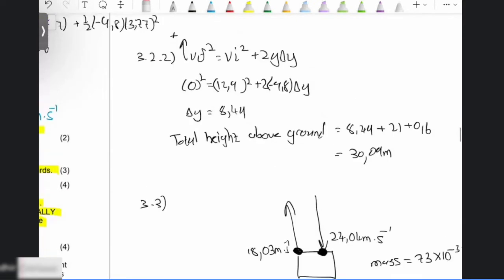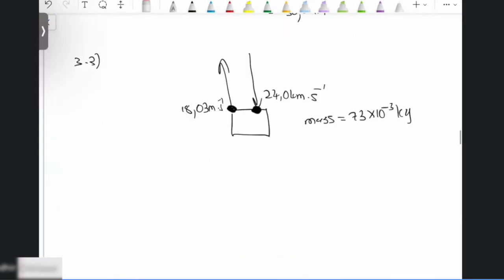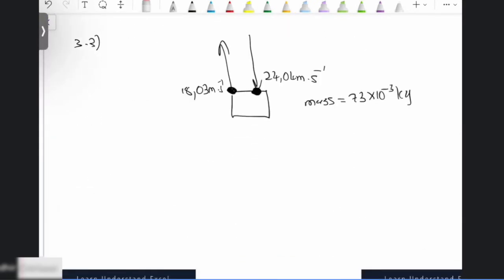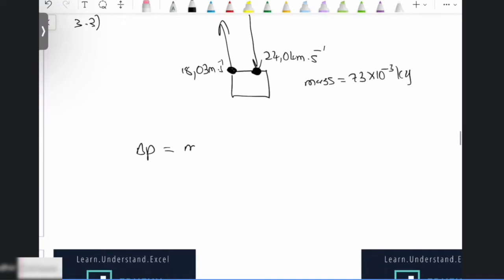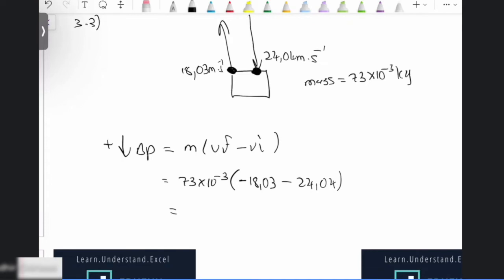Okay, so now if they want to calculate impulse, guys, impulse is really easy for us. We would know that impulse is basically the change in momentum. So here, impulse is just going to be equal to mass times final velocity minus initial velocity. Mass is 73 times 10 to the minus 3. Final velocity, we need to choose a direction as positive, right? Let's see, if I choose going down as positive, the final velocity would be minus 18.03 minus the 24.04, and then that's our answer.